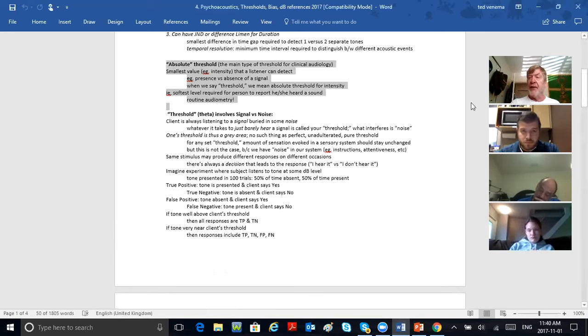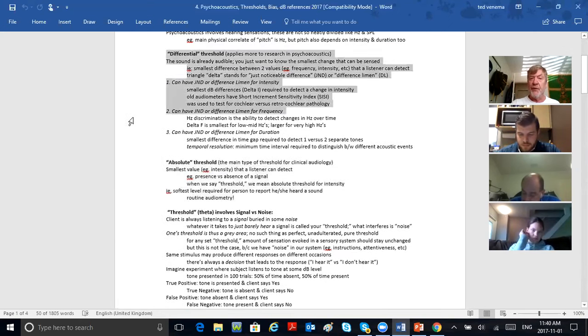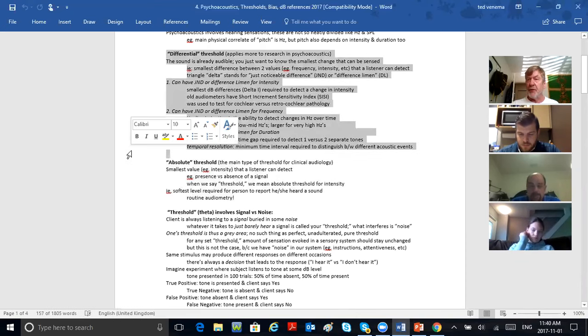Researchers are looking at something different. Researchers look at differential threshold. Make sure we have the distinction correctly here. Differential threshold means you already hear the sound. What's the smallest change you need to make in order for you to notice that there's a change? For example, if I play a 1,000 hertz tone and I make it a 1,001 hertz tone, could you hear a change? Probably not. If I play a 1,000 hertz tone and then play a 1,002 hertz tone, were you able to detect that there was a change in the frequency?